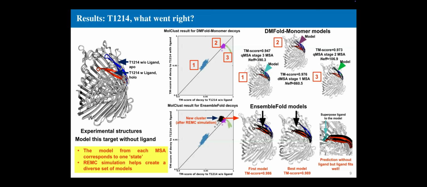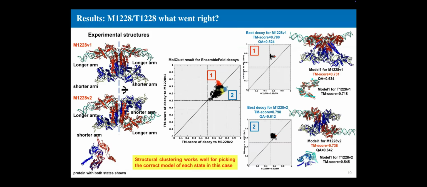That means the REMC simulation helps create a more diverse set of models, which perhaps are very helpful for ensemble target modeling. And another thing, as I mentioned, the model from each MSA sometimes corresponds to the different states in ensemble targets. This is another target that Guy already mentioned. It is a DNA-protein hybrid target. It's a very interesting target in this hub.